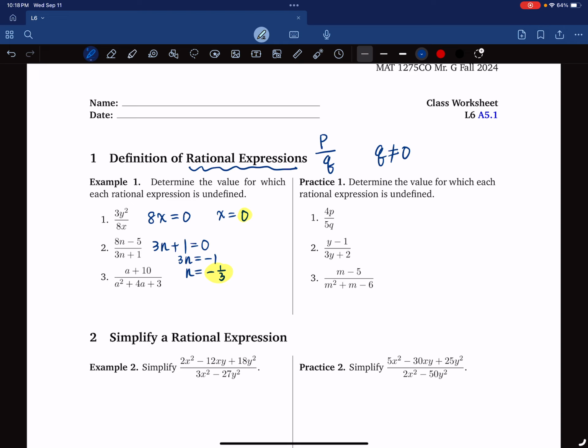Number 3, we have another rational expression. So same as before, we focus on the denominator. Let's make the denominator 0. Okay, so this is a quadratic equation. To solve a quadratic equation, we talk about the zero product property. So we need to factor the left-hand side.